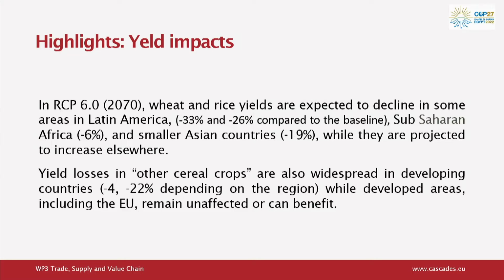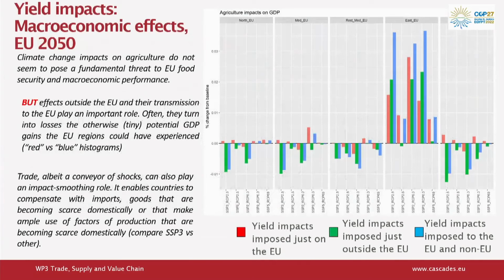This is for wheat and rice, which are the most important cereal crops, but other cereals in general are also negatively affected. However, in areas that are located at mid-high latitude, like the EU, potential gains in yields could be observed. How does this translate in terms of economic impact that can be conveyed to the EU? Eventually, these effects are not very large in terms of GDP impact. So we will not expect, or the model does not simulate, huge economic losses from climate change impacts on yields in the EU economy.